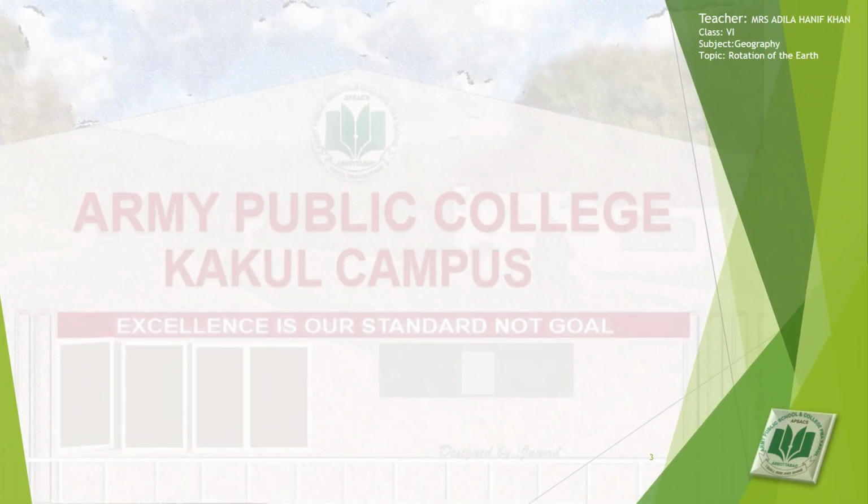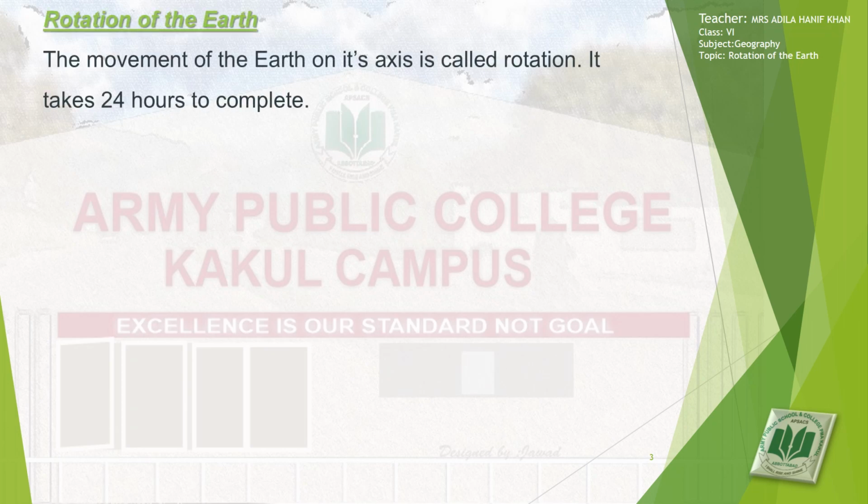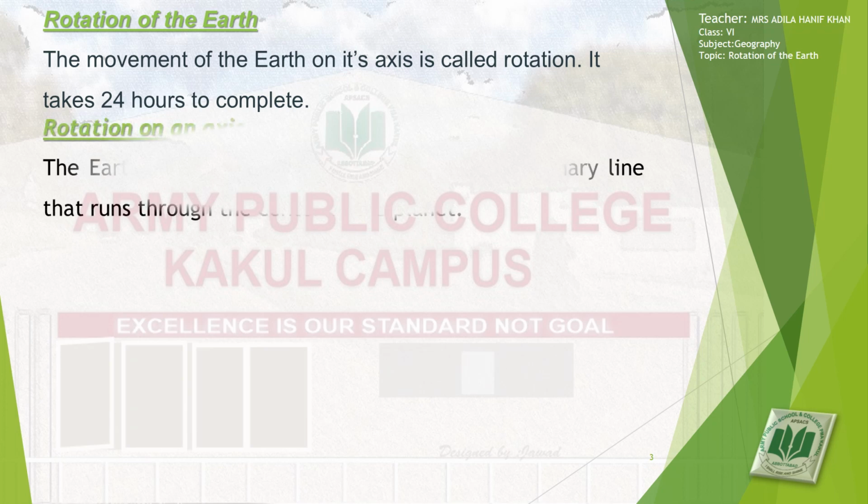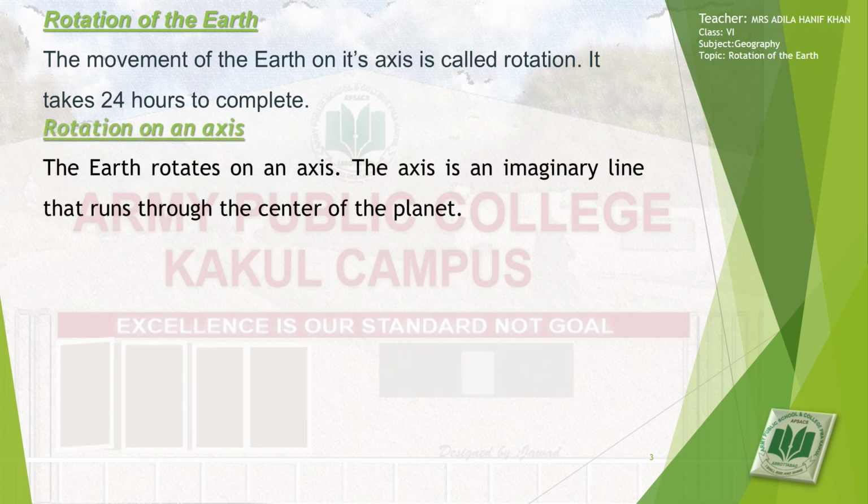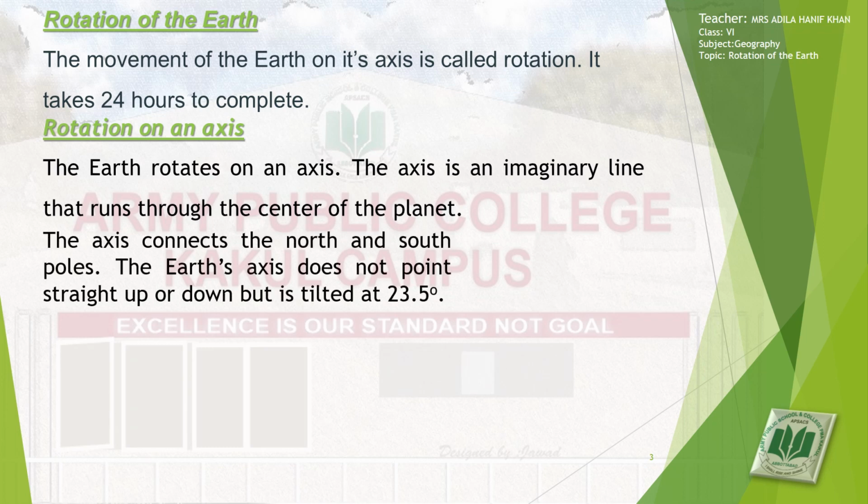Next, go to our today's lesson, which is about rotation of the Earth. The movement of the Earth on its axis is called rotation. It takes 24 hours to complete. What is rotation on an axis? The Earth rotates on an axis. The axis is an imaginary line that runs through the center of the planet. Students, the axis connects the north and south poles.